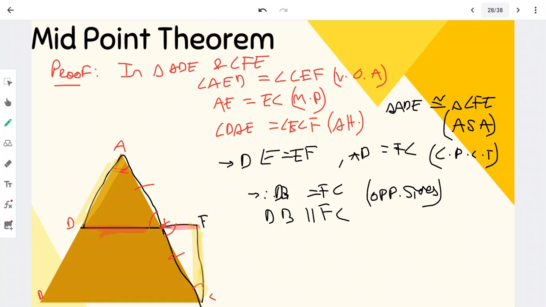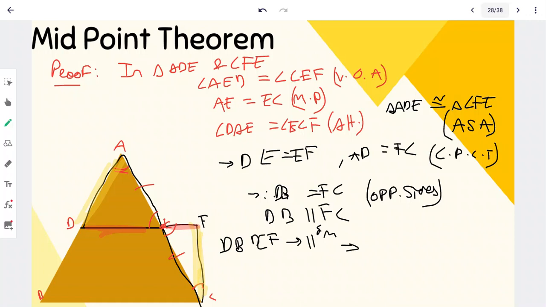If you look carefully it is a parallelogram, right? DEBC is a parallelogram, right? So the opposite sides are parallel, correct? So DBCF is a parallelogram. We proved that it's a parallelogram.